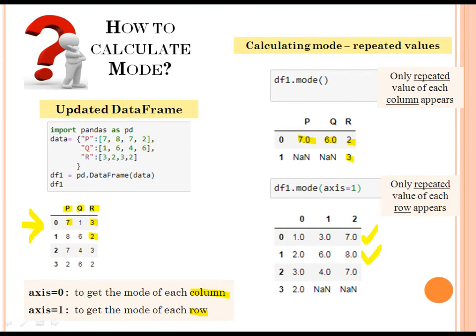Here also no repeated value. Here also no repeated value, but it is arranged. And in the last one, in the fourth row, you will have the 2 as the repeated value. So it will show me only 2 and the other 2 are nan there. I hope I am clear.